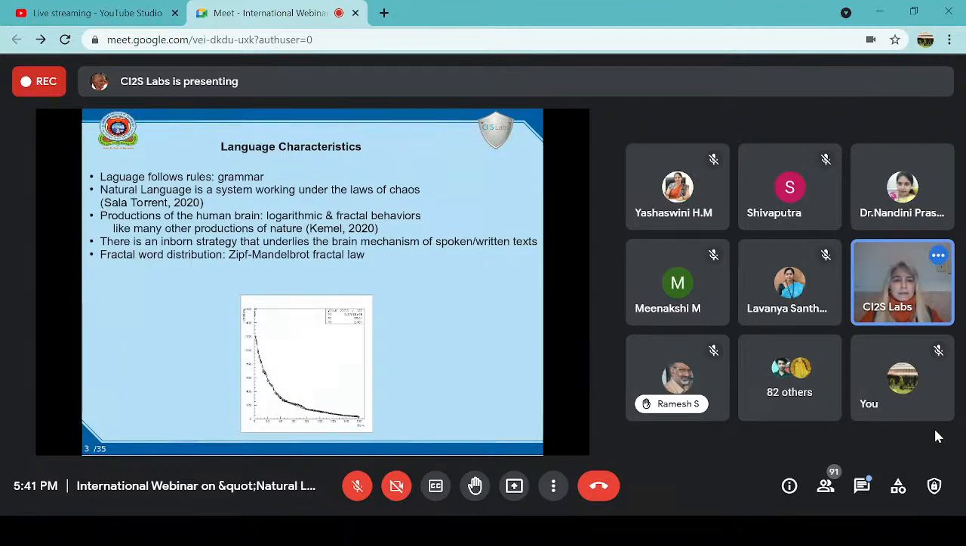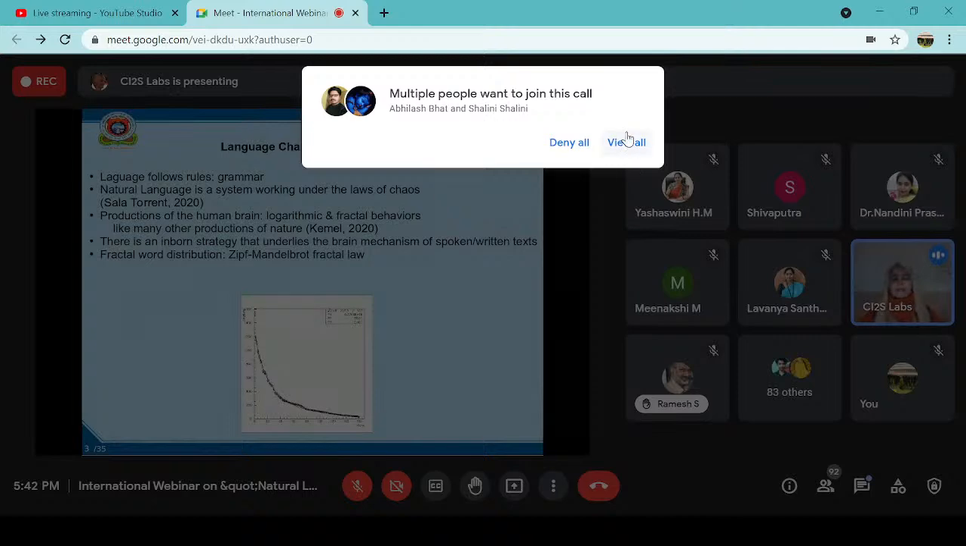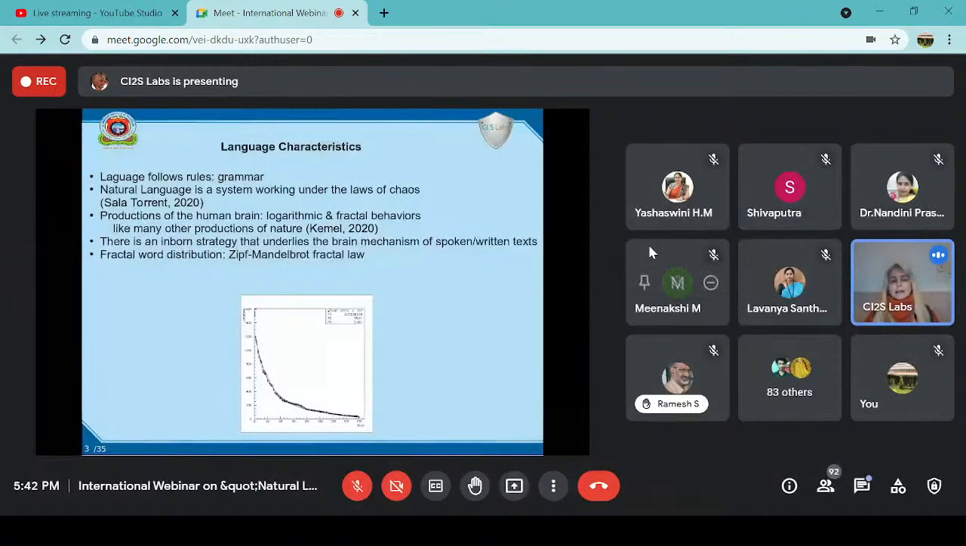Language has many very specific characteristics that scientists in the field have found out. For instance, language follows certain very precise rules, which we name grammar. We will speak about that later on. But natural language is a complete system, working under several precise laws. Some of them have been found to be like the chaos theory. Several productions of the human brain show that it works like any other production of nature, which apparently follows a logarithmic behavior and even certain fractal behaviors.